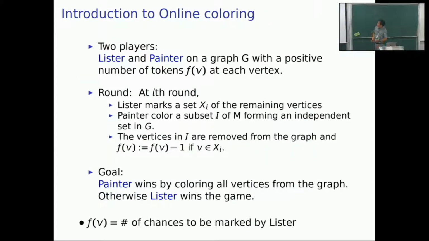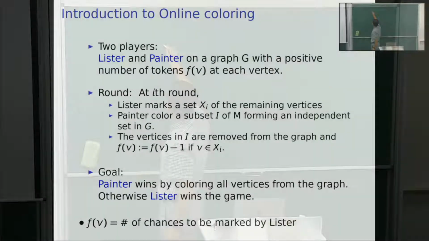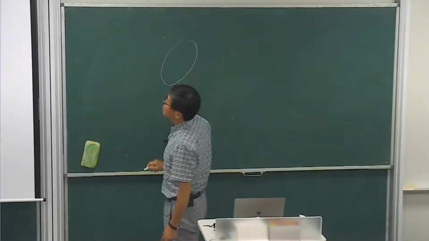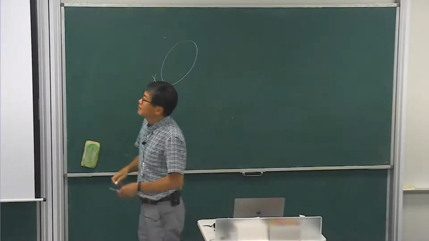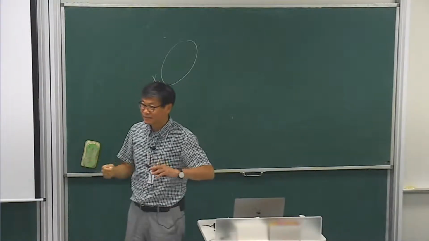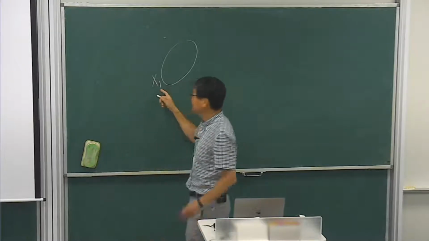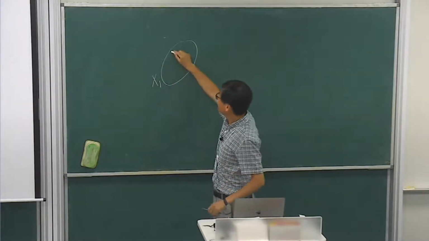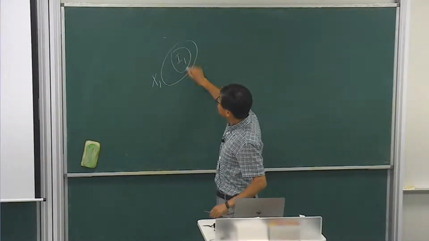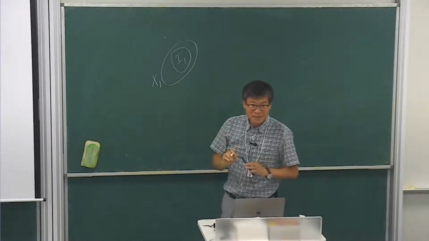So now I'm going to introduce the online coloring. Basically, there are two people, the lister and the painter. The lister presents some part of the vertices, and then the painter colors properly.